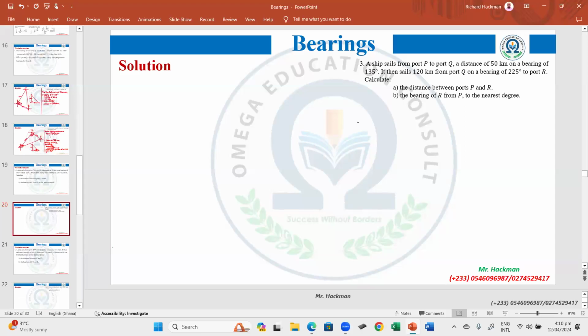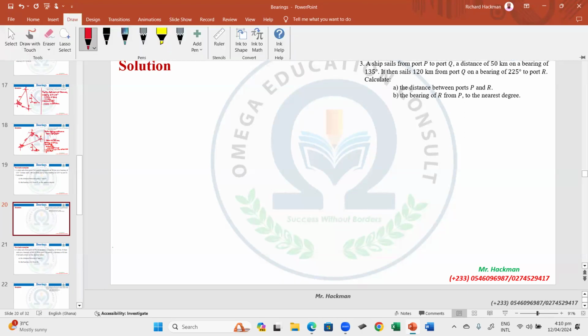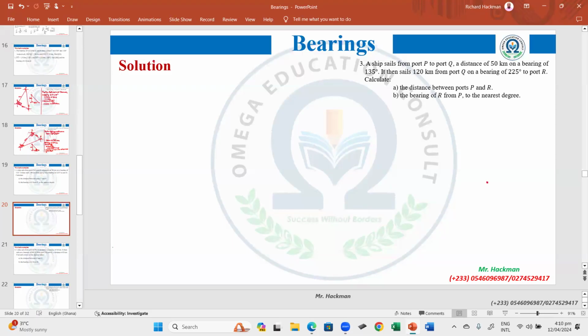Let me pick my red. We are looking at from port P to Q. So assuming maybe this is P, rough work. Point P to Q, the bearing is 135, so 135 will be somewhere here. That is where Q will be. The distance is 50 kilometers. Then from Q to the point R.